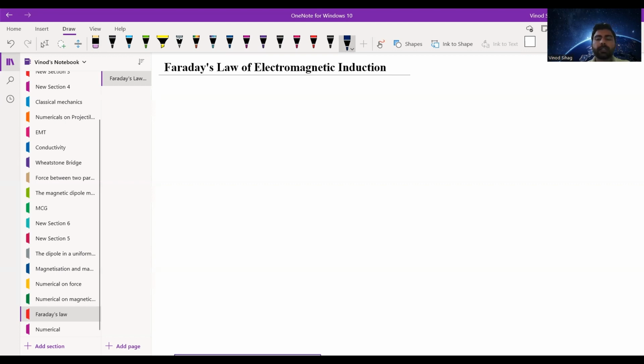In those experiments, it doesn't matter which coil moves: there were two coils, and either one coil was moving with respect to the other, or the other coil was moving with respect to the first. The thing is, EMF will be produced when there is a change in magnetic flux. That is the main cause of the induction of EMF. After the experiments, he thought there must be a relation between the induced EMF and the rate of change of magnetic flux.